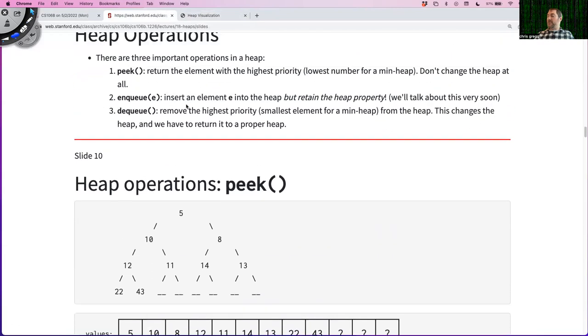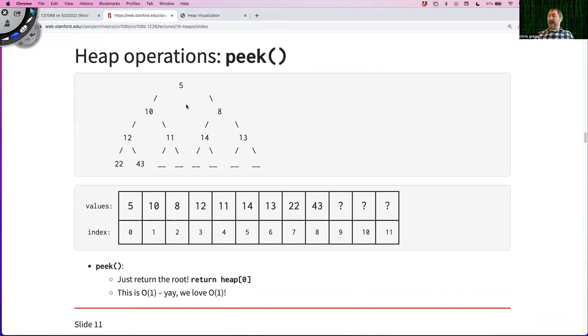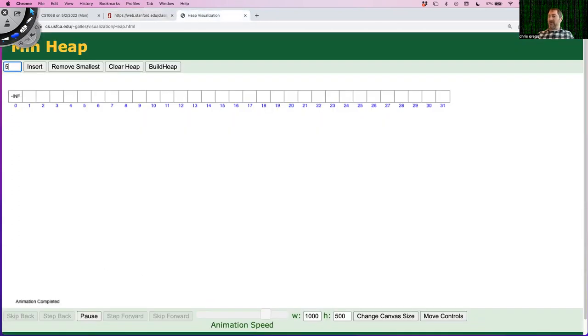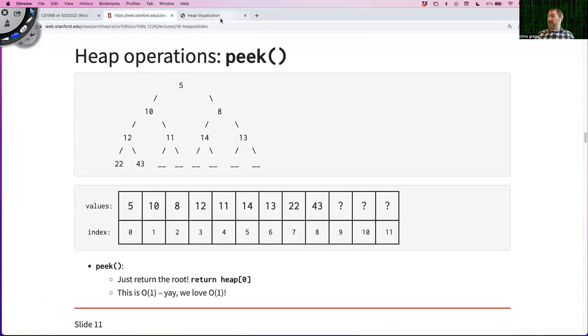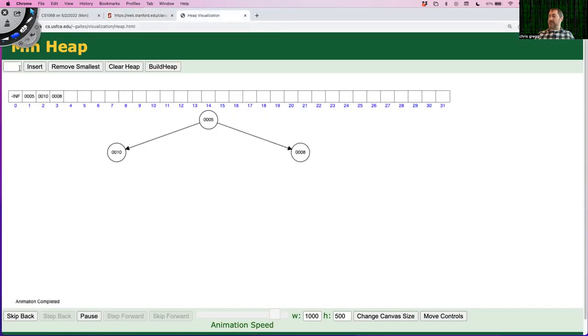Let's see. Here it is, 5, 10, 8, 12, 11. So if I do 5 and then insert it. In fact, I'm going to make the speed go a little bit faster. 5 and then 10 and then 8, and then 12, 11, 14, 13. So I'm going to do 12 and then 11 and then 14 and then 13. No bubbling up is necessary yet because I happen to be doing them in order, as it turns out.